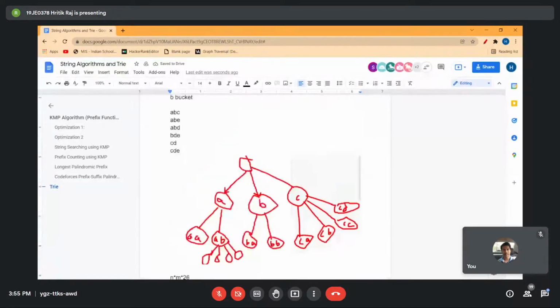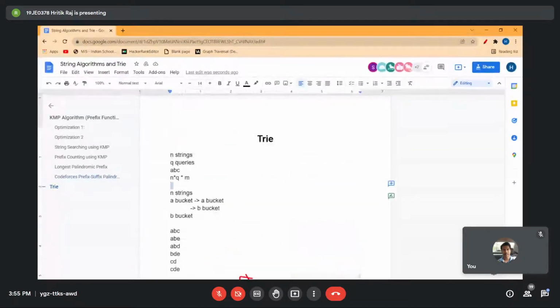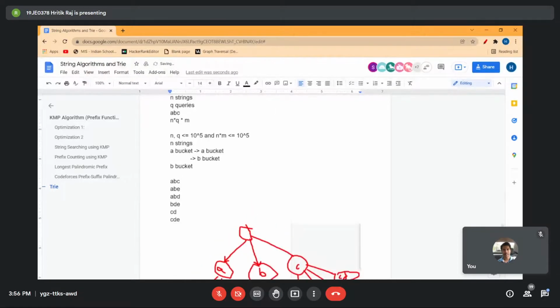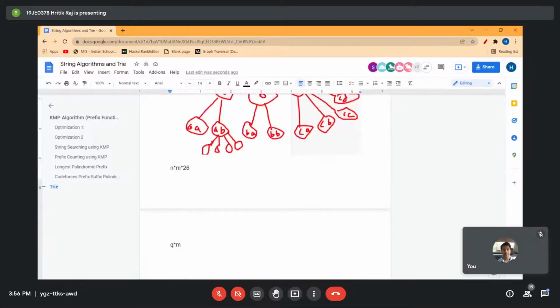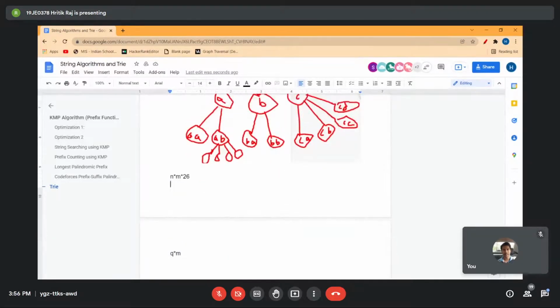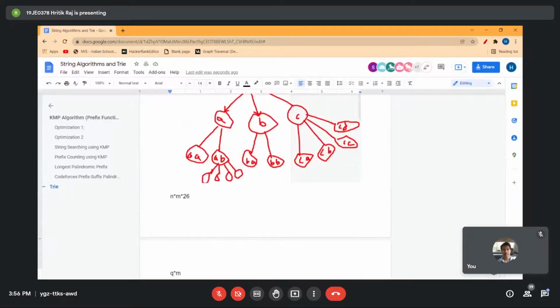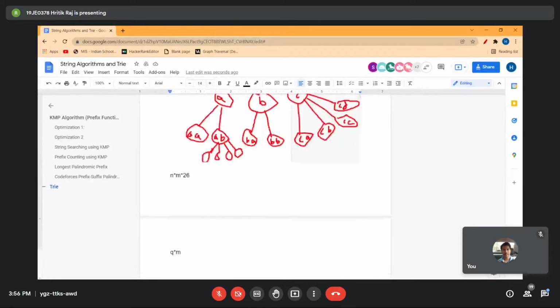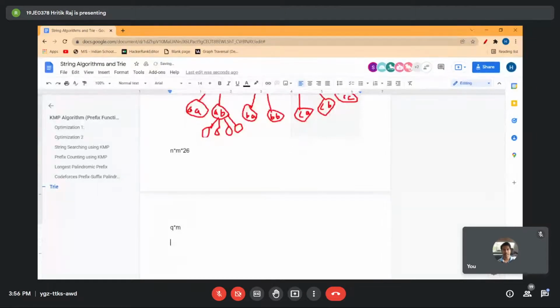So you can see that if the constraints were like this, n comma q is less than or equal to 10 to the power 5, and n into m is less than or equal to 10 to the power 5, then in this case the other complexity would not have run, but this complexity will be pretty much fast, isn't it?